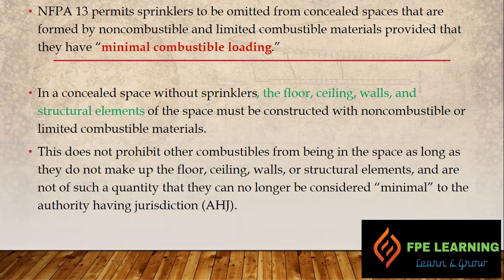Next slide, right? So in a concealed space without a sprinkler, the floor, ceiling, wall, and structural element of the space must be constructed with non-combustible or limited combustible materials, right? This does not prohibit other combustibles from being in the space as long as they do not make up the floor, ceiling, wall or any structural element and are not of such a quantity that they can no longer be considered minimal, right, to the AHJ or authorities having jurisdiction.